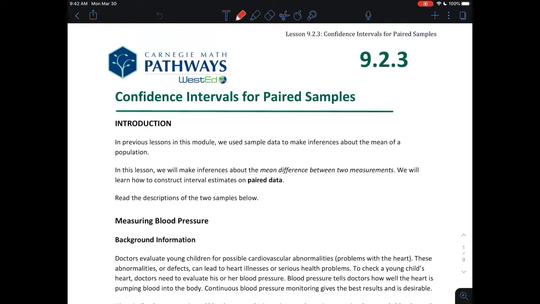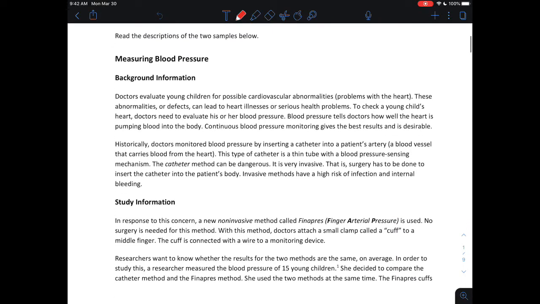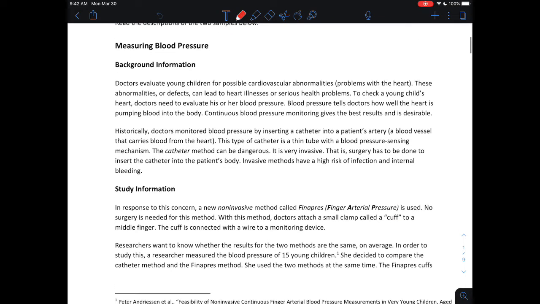Read the descriptions of the two samples below. Measuring blood pressure. Doctors evaluate young children for possible cardiovascular abnormalities, problems with the heart. These abnormalities, or defects, can lead to heart illnesses or serious health problems. To check a young child's heart, doctors need to evaluate his or her blood pressure. Blood pressure tells doctors how well the heart is pumping blood into the body. Continuous blood pressure monitoring gives the best results and is desirable.